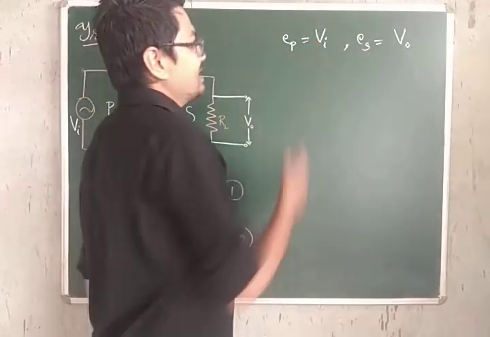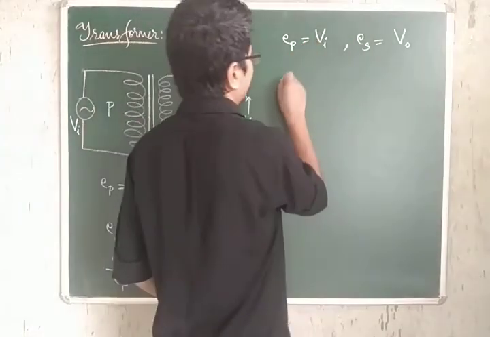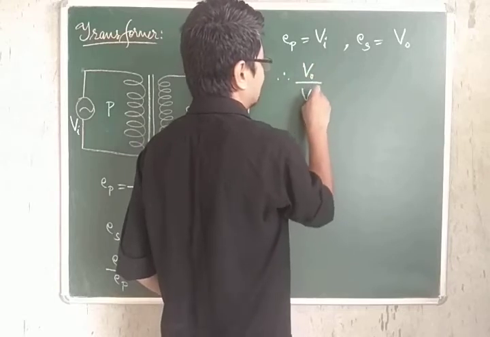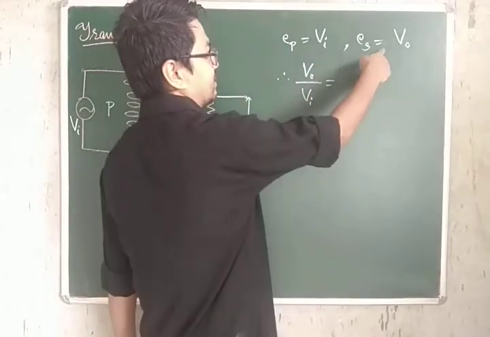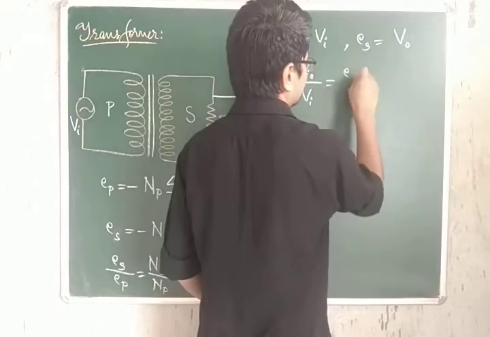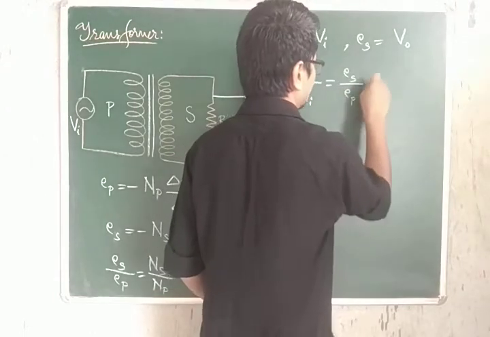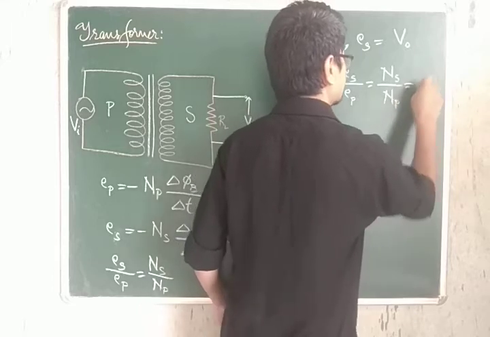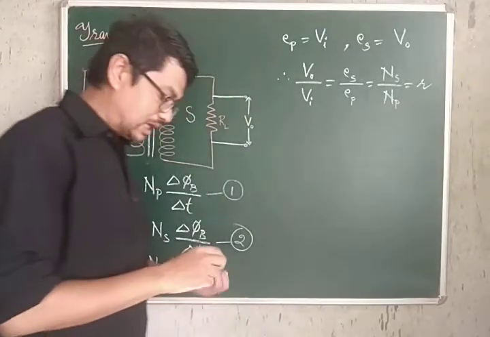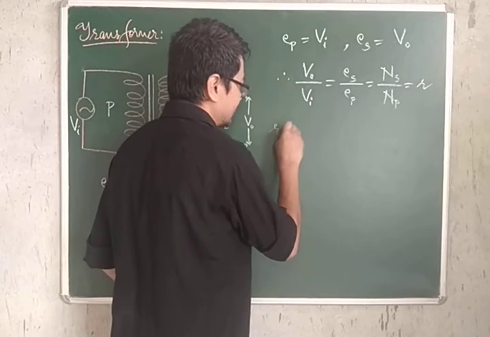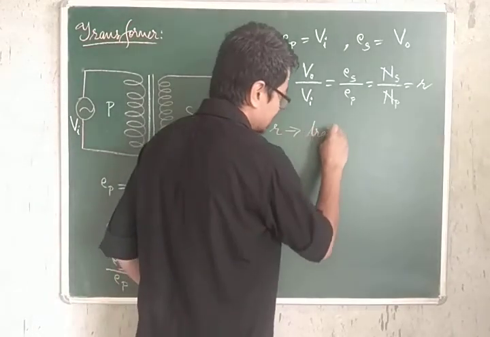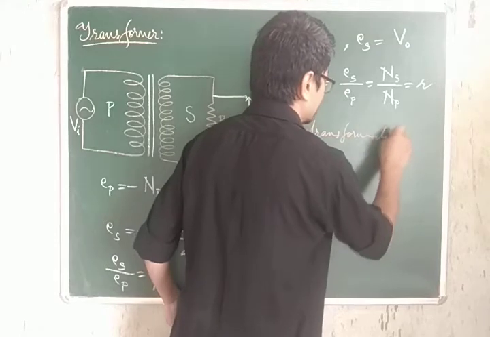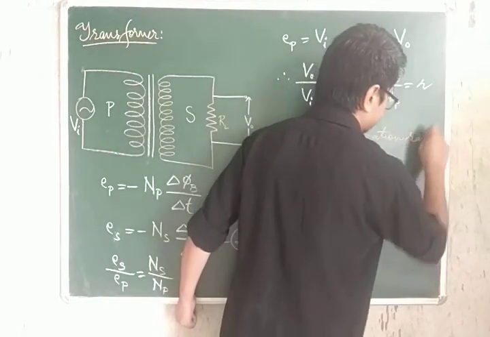So in this scenario, we can write, therefore, V0 by VI, dividing this by this, is equal to ES by EP, which is equal to NS by NP, and this is denoted by a small r. Small r itself is called the transformation ratio.